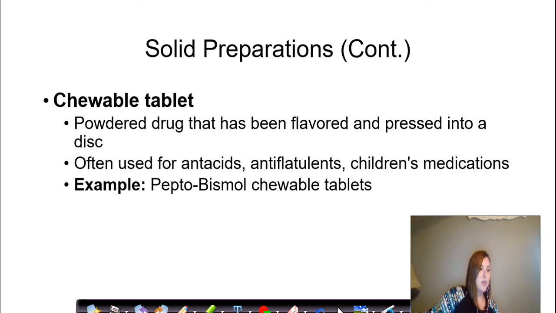A chewable tablet is a powdered drug that's been pressed into a disc. It's often used for antacids, antiflatulence, or children's medications. So Pepto-Bismol, Tums, and you think about kids' ibuprofen and Tylenol, they come in chewable preparations. You have to be careful with those because they can taste like candy to a child and they just want to eat the whole package, which would not be safe. So that's why there's warnings on kids' medications. You want to keep them up and put away.